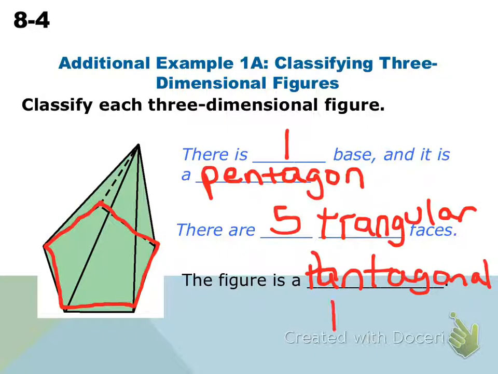And it is a pyramid because there is only one base, and the rest of the faces are triangles. Remember, that's what classified it as a pyramid. So it is a pentagonal pyramid.